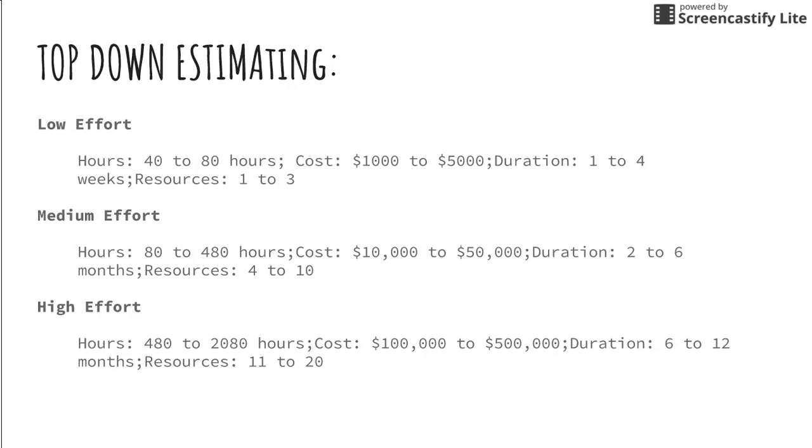For the medium, the cost may go up to $50,000, duration up to 6 months, resources up to 10. For the high effort, it may go up to $500,000, duration up to 12 months, and the resources up to 20. But again, this is a typical example. It may vary for your project depending upon various factors like the size of your project or the size of your organization or any other factor.